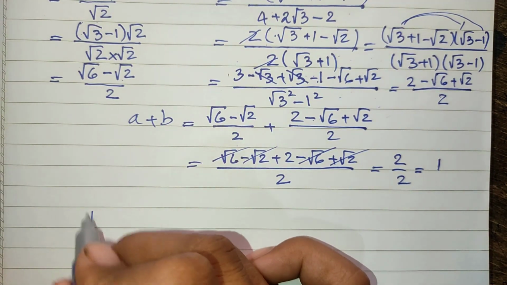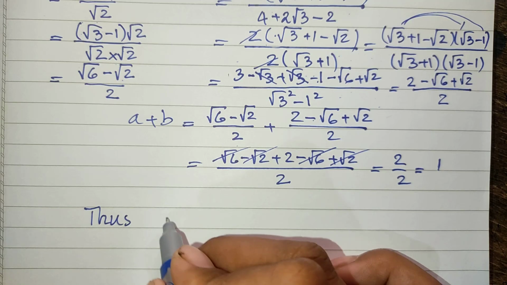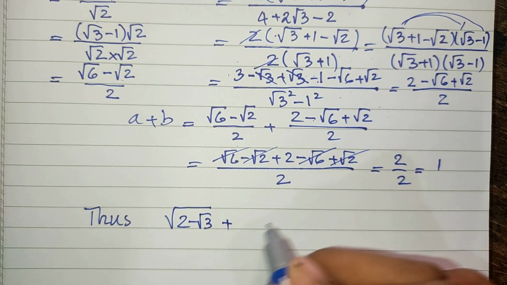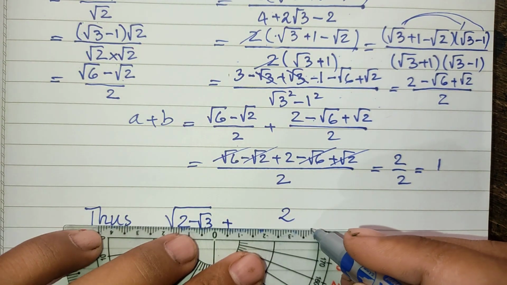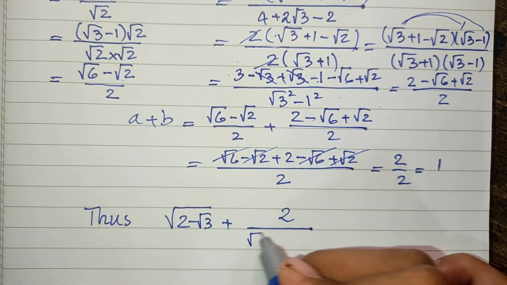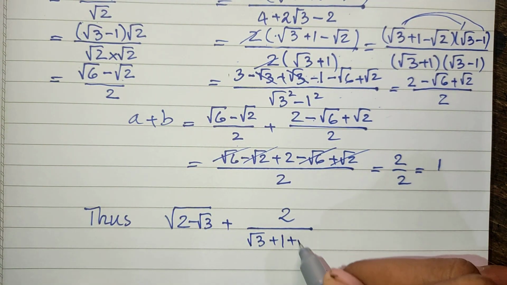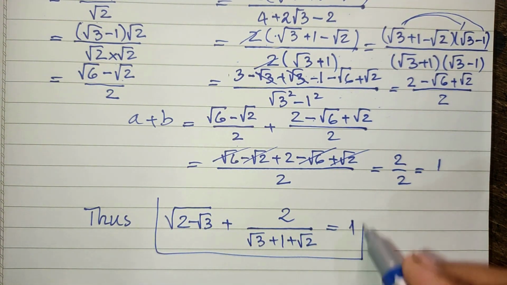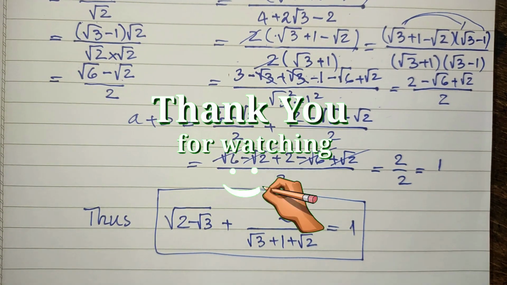So now we get the value of our expression, (√2 − √3 + 2) divided by (√3 + 1 + √2), is equal to 1. That is our answer.